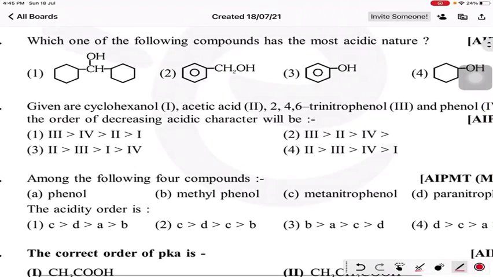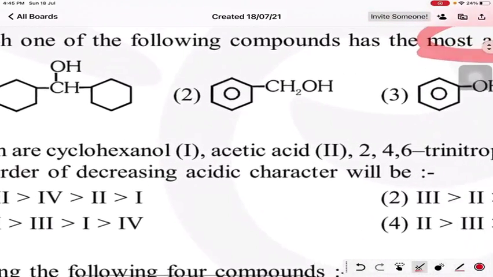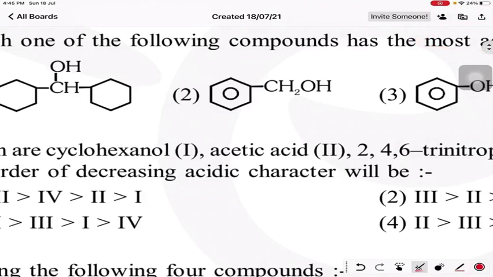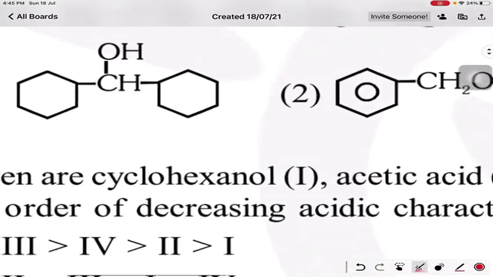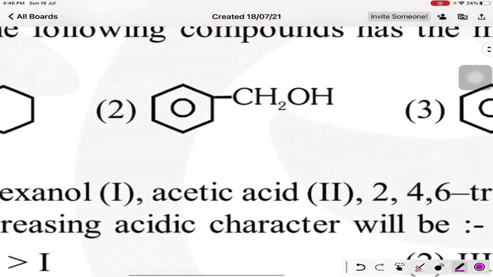The question is, which one has the most acidic character? Actually, the phenolic hydrogen is the most acidic. Here this OH is attached to a carbon which is not a part of the benzene ring. It is not a part of the benzene ring, so this cannot be the answer. This cannot be the most acidic.